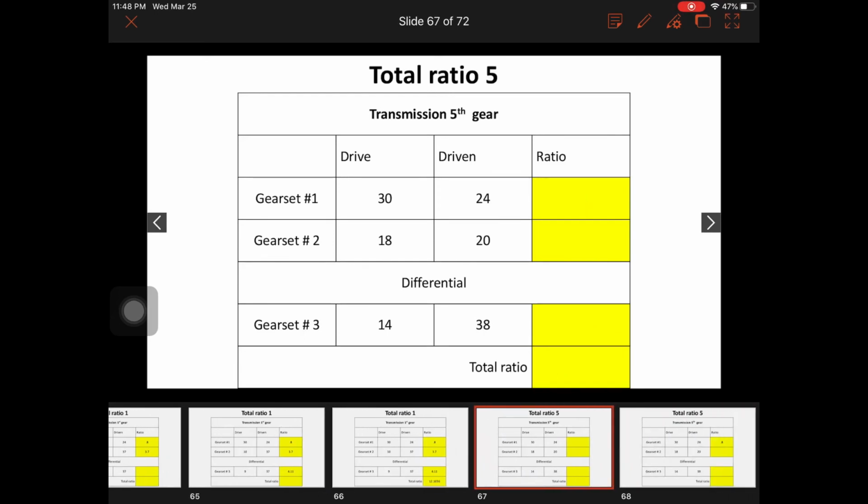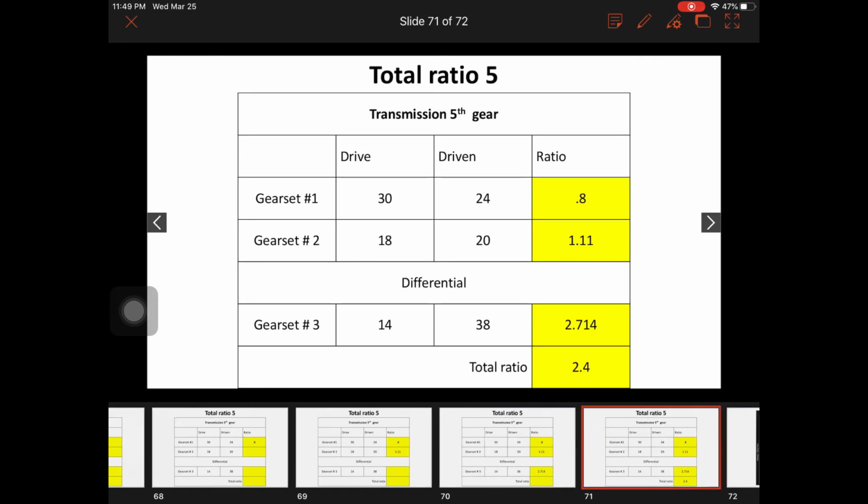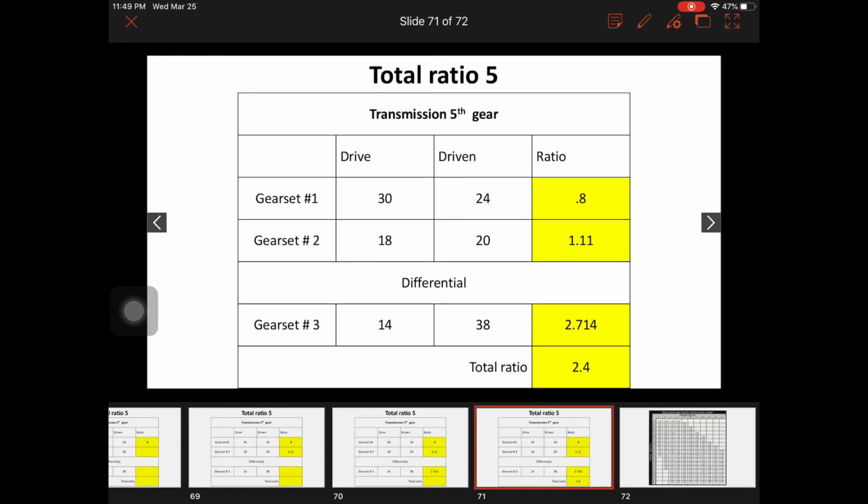We'll just do one more example really quick. Our first gear set, in this situation, is actually the same, so we'll see that we're still at 0.8 to 1. Then our gear set number 2 was 18 on the drive and 20 on the driven, which is going to give us a ratio of 1.11 to 1. Then our differential in this example is 14 to 38, so 14 on the pinion gear and 38 on the ring gear, and that will give us 2.714. If we multiply all of those together, our total is 12.4 to 1.